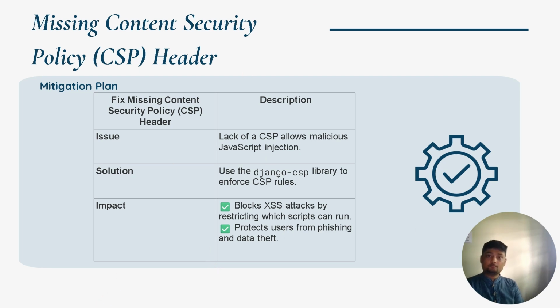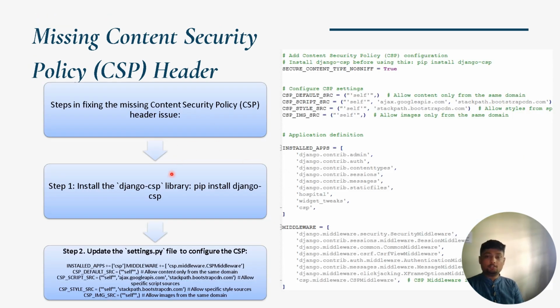Now let's look at how we actually do that. First we install the django-csp, or content security policy, library through this command: pip install django-csp, right?